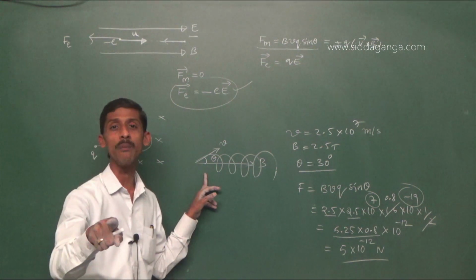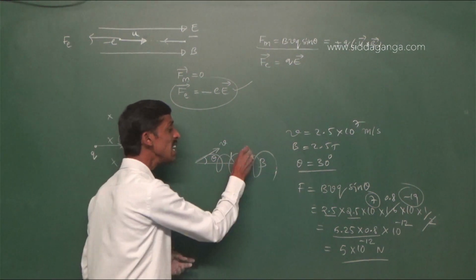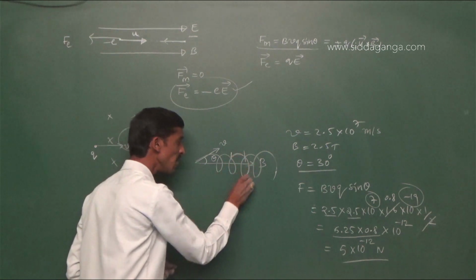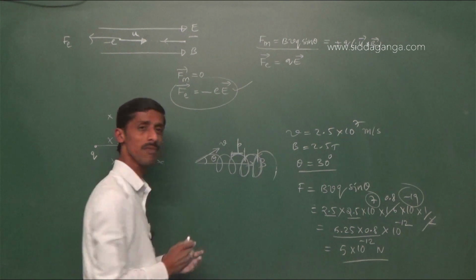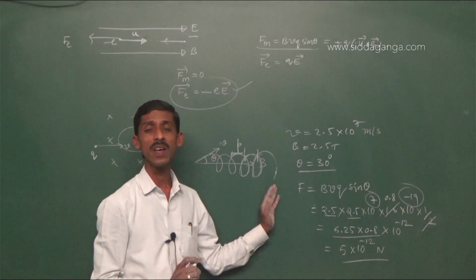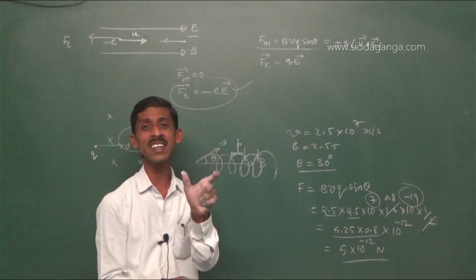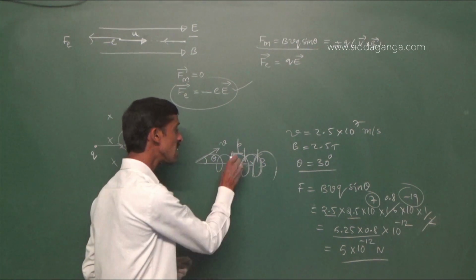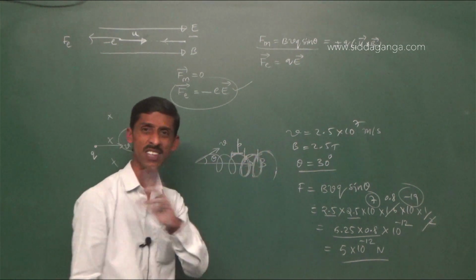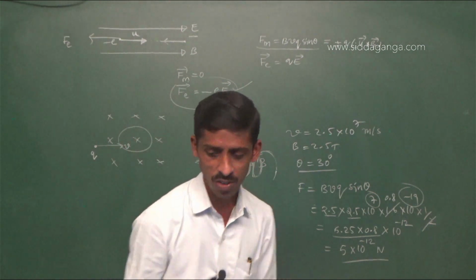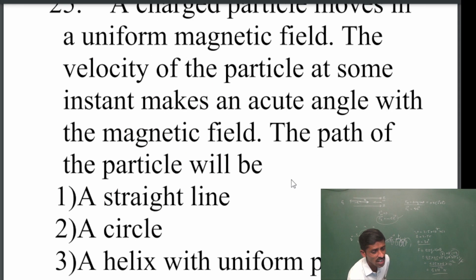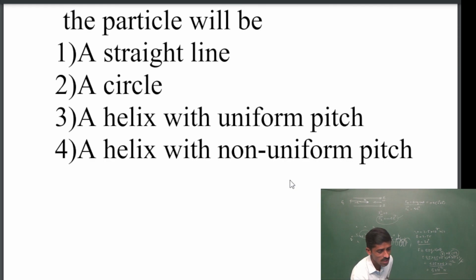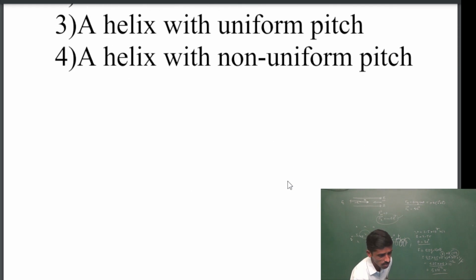However, the field is uniform, so the pitch of the helix is uniform. The linear distance traveled in one complete revolution is the pitch. Linear distance traveled by the particle in every revolution is the same as the field is uniform. So it will be a helix undoubtedly, but with uniform pitch as the field is uniform. So option 3, the correct option is 3.